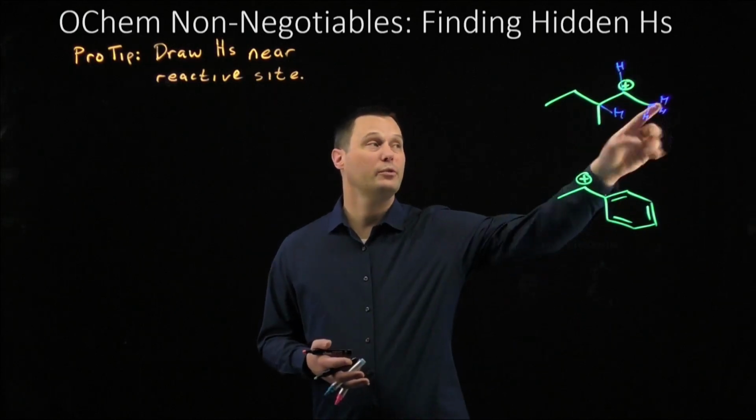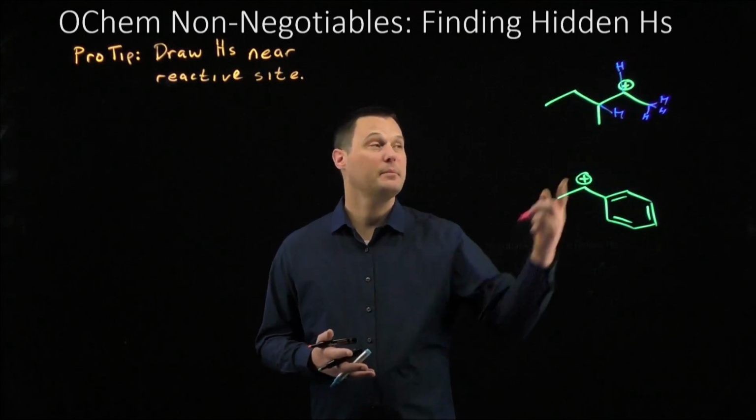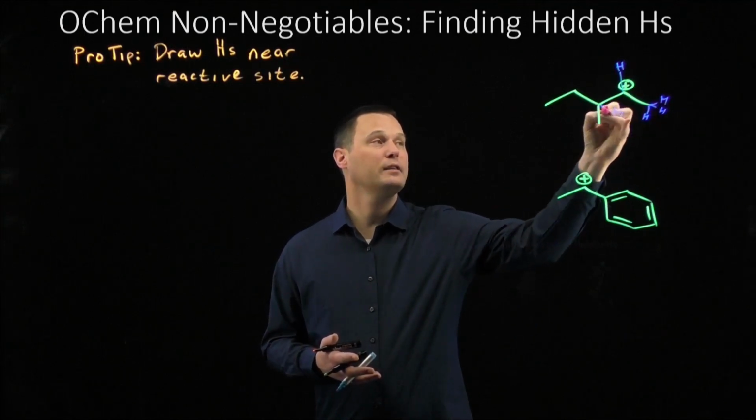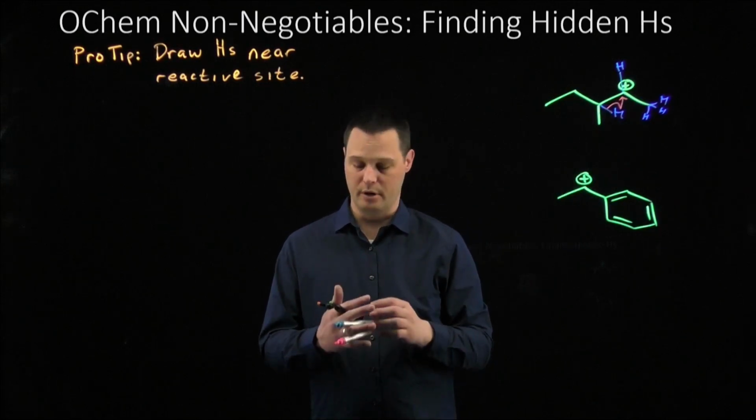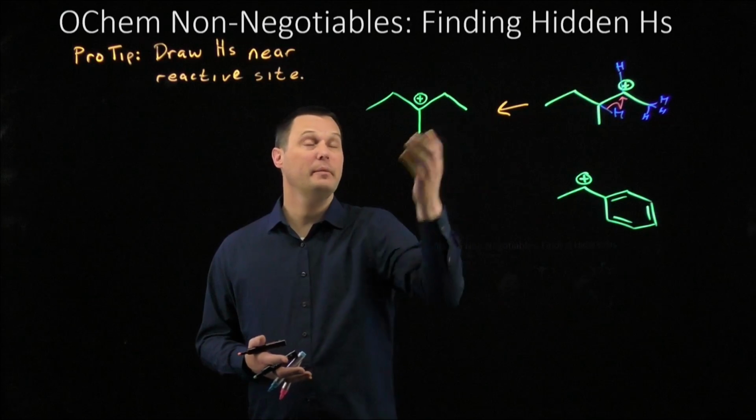We wouldn't rearrange to the right, we wouldn't form a primary carbocation. But by sketching in the hidden hydrogens around the reactive center, we can see that there is a hydrogen on the left side that could rearrange, and that would form a tertiary carbocation. Had we not drawn in the hidden hydrogens, we might have missed this rearrangement.